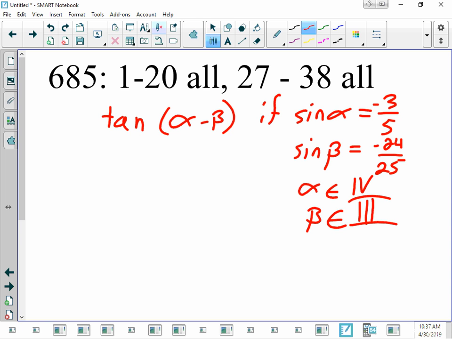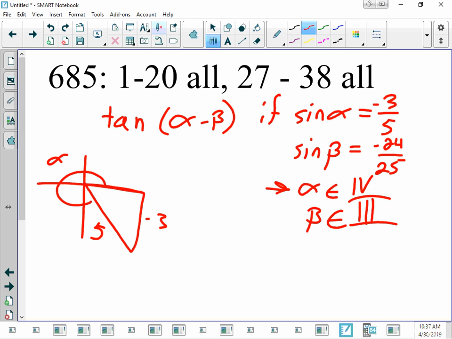So I need to build two triangles. The first triangle is in quadrant 4, and it's built off of angle alpha. So here's the triangle, negative 3 and 5. Is everybody all right with that? What is the other side length? It would be 4. I might not need that, but there it is.